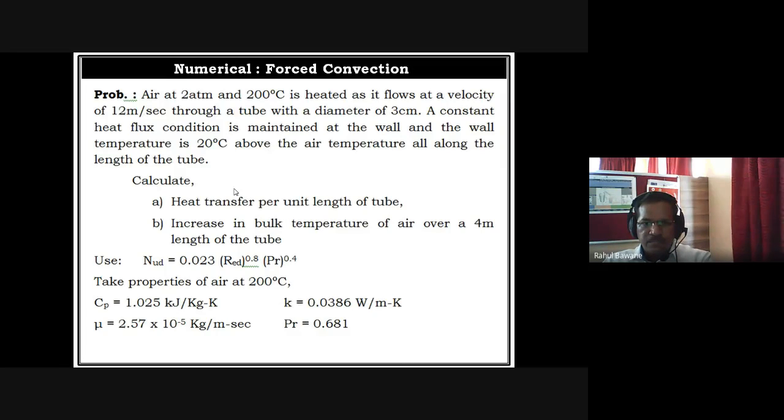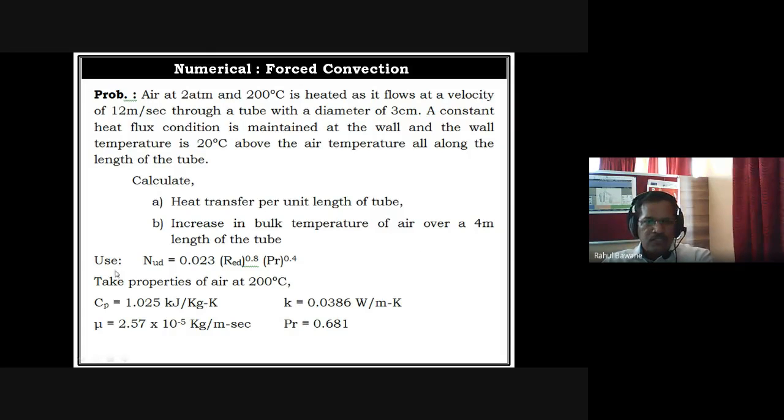Calculate heat transfer per unit length of tube. And second, the increase in bulk temperature of air over 4 meter length of tube. So first we have to calculate the heat transfer rate per unit length, and secondly, if the air is flowing, what is the bulk temperature, that is, for the total mass of air, what is the temperature rise, the increase in bulk temperature, for 4 meter length of tube only.